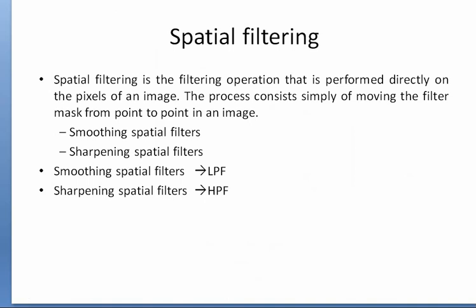Under this spatial filtering operation, we again have a segregation. We have two different types of spatial filtering operation: one is smoothing, another is sharpening. If you consider an input image and want to smooth it, we should apply smoothing spatial filtering techniques. This is nothing but a low pass filtering action.